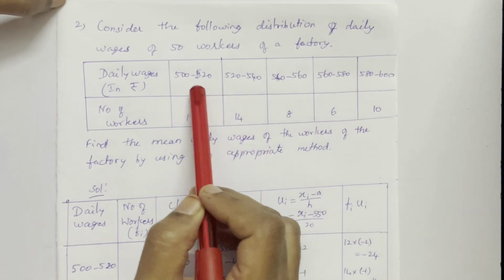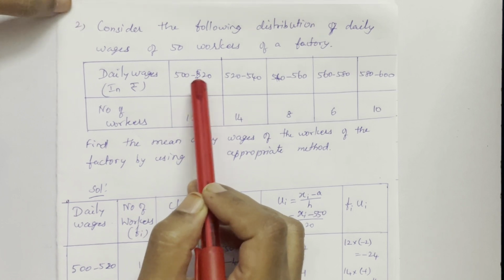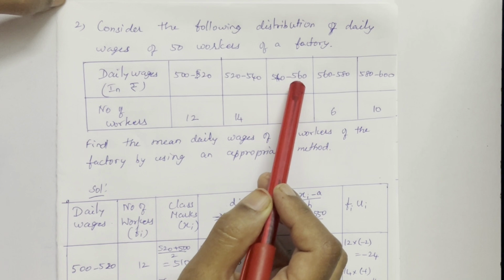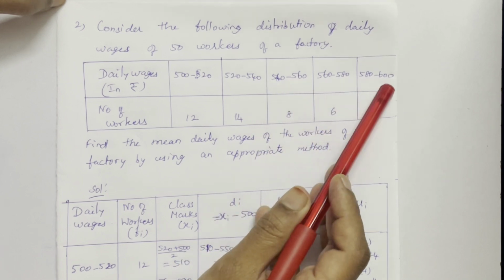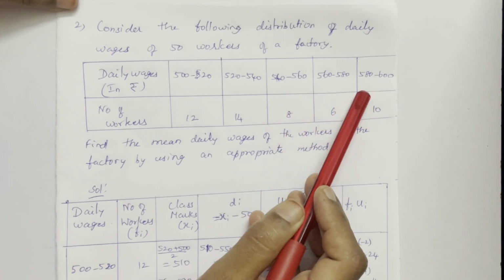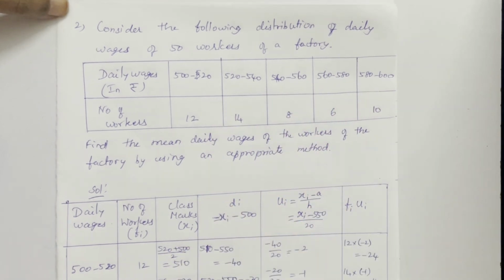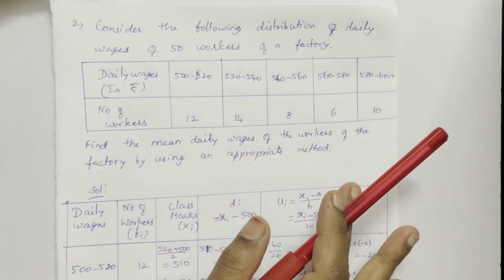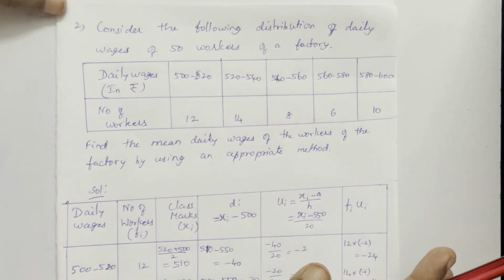Now let us see the difference between the intervals. 520 minus 500, here also 20. Here also the difference is 20. In all these intervals, the difference is 20. So class size is 20, that is, height is 20. Okay. So from this interval, we can say we need not go for the third method.